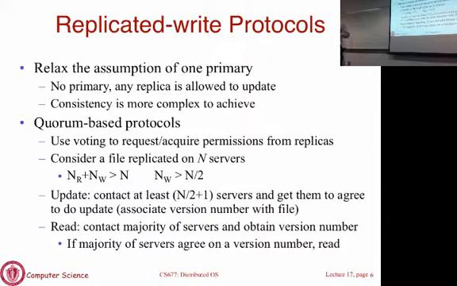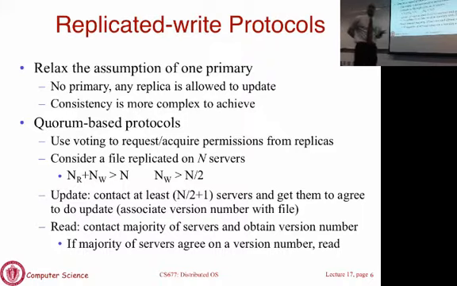Now let's talk about a more decentralized approach for consistency maintenance. So in this case, again, there are a number of replicas for each data item. It's a distributed data store, but there are no primaries and secondaries. There's no master or slave. All nodes are treated identically. All replicas are treated identically. So no primary, any replica can service read or write requests.